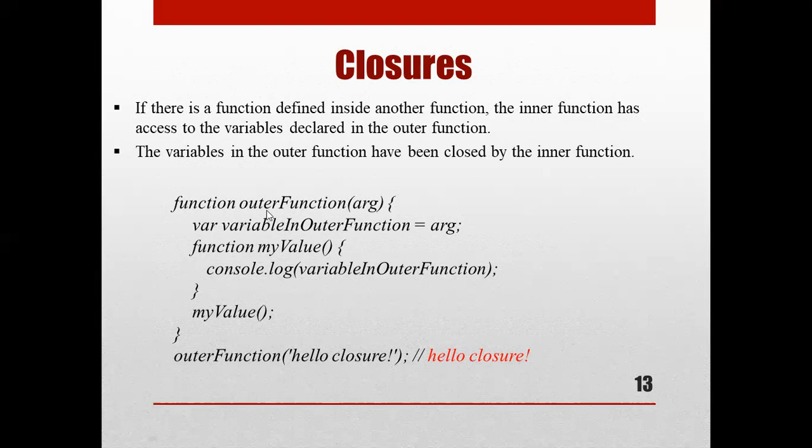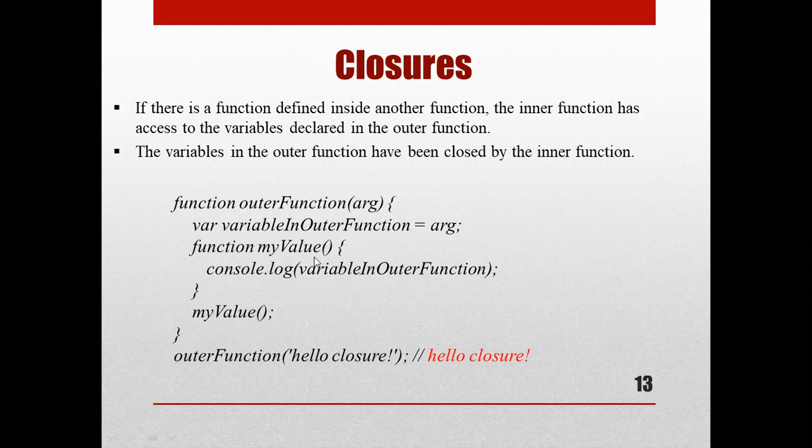Function outerFunction, this is the name of the function, with the parameter argument. Now we open the curly brace, that means the body of the outer function includes a variable, variableInOuterFunction, having the value argument, that is the parameter we are going to pass to the function. Then inside the outer function's body, we include another function, function myValue. That is a function within the function, this is the outer function.